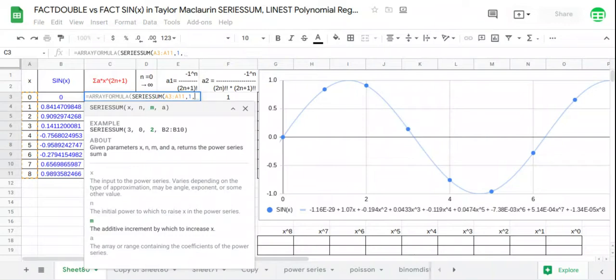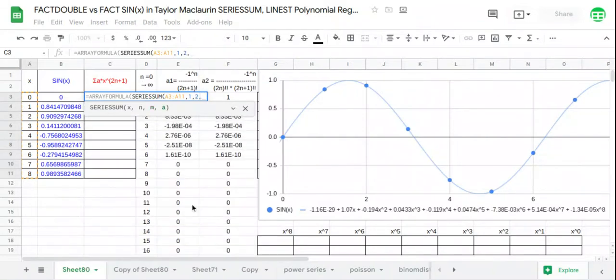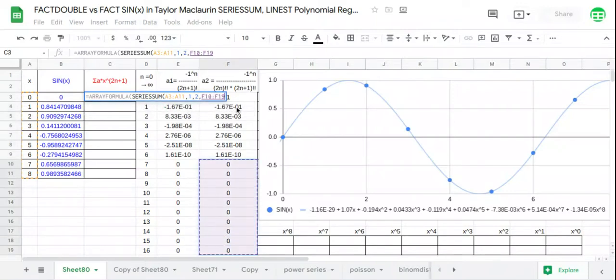The interval is 2. And the coefficient. The coefficient can be double factorial or factorial. So we start with double factorial. And enter.